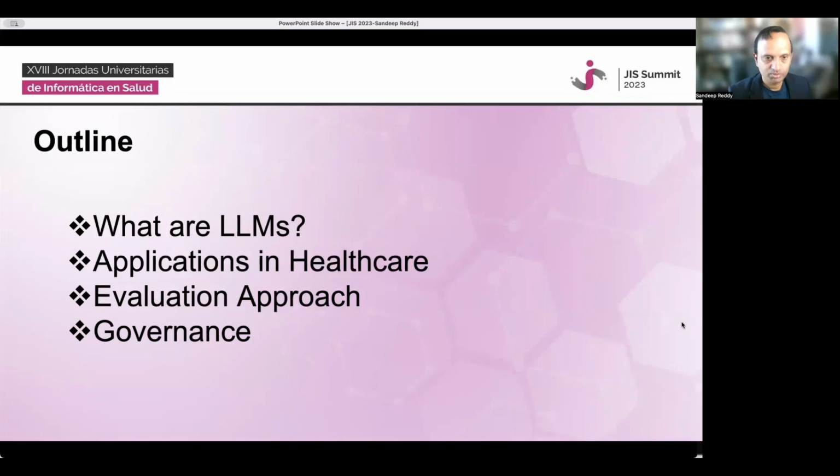So the outline for today's presentation is first we'll talk about what are large language models, and then we'll talk about the applications in healthcare. And the important component of today's presentation will be discussing the evaluation approach towards large language models in healthcare context. And then we'll end the presentation with discussion around the governance aspect.